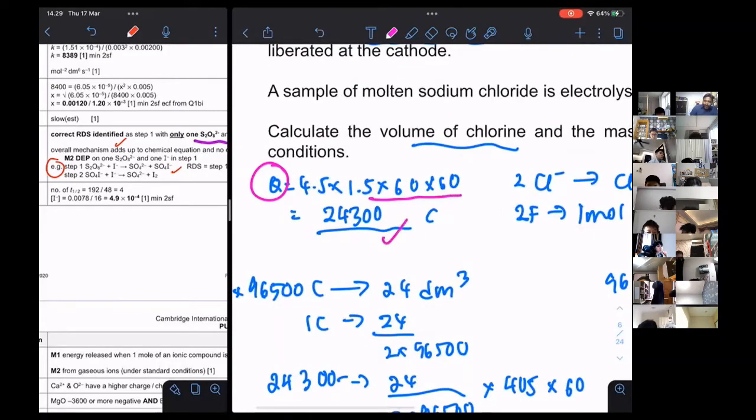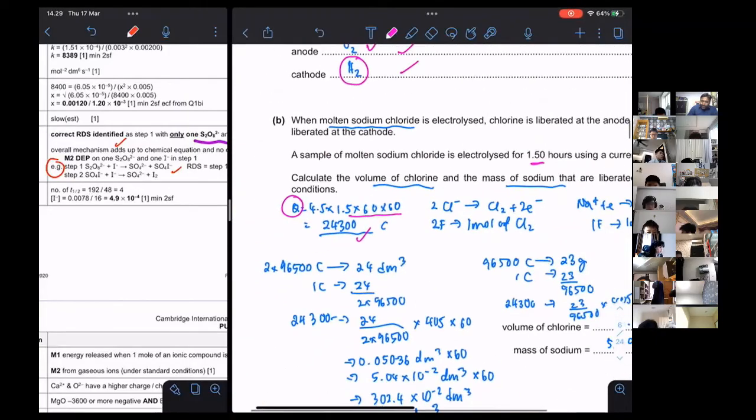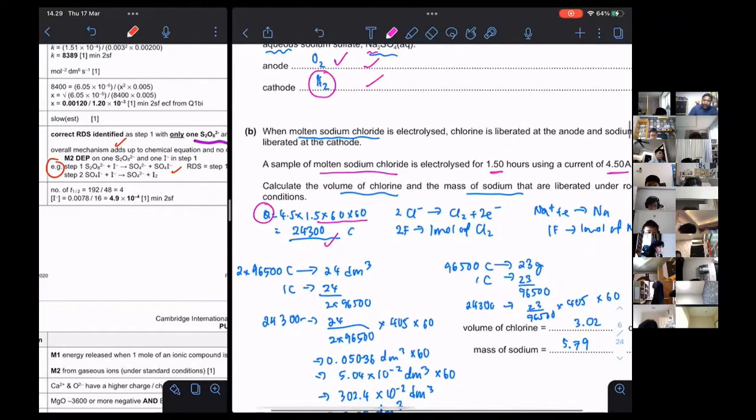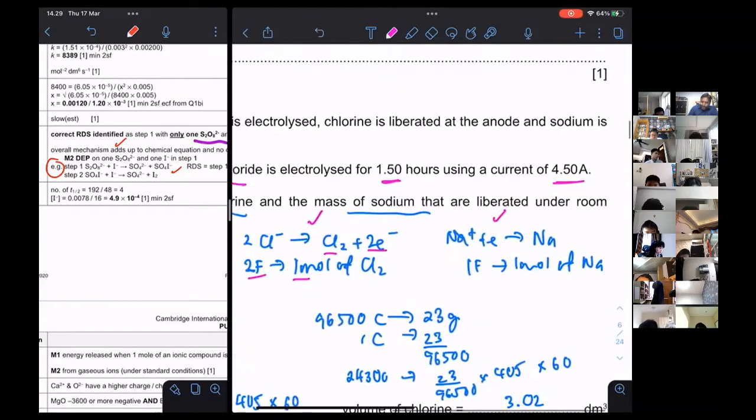Okay, you get this, and then according to the sample, you see molten. Okay, molten means there's no H plus, there's no OH minus. There's only Na plus and Cl minus. So in this case, I have these two half equations, and you can see 2 Faraday is going to give you 1 mole of Cl2. 1 Faraday is going to give you 1 mole of Na.